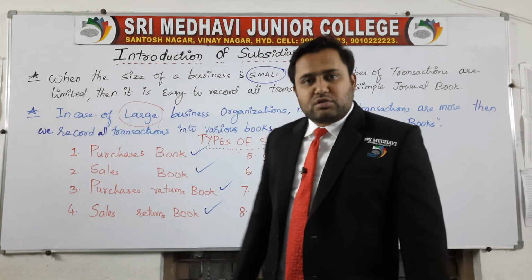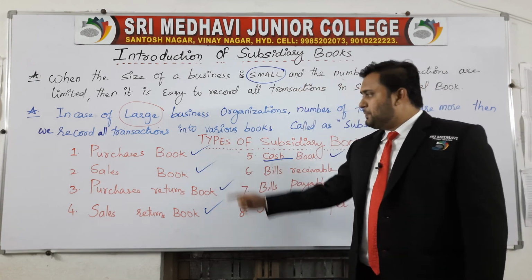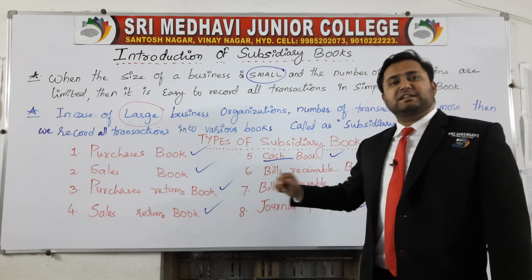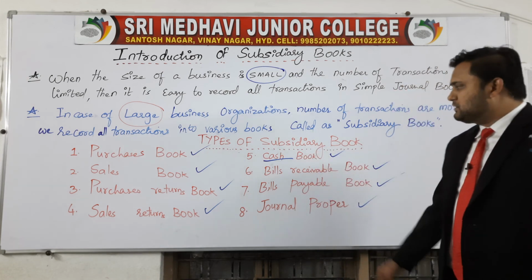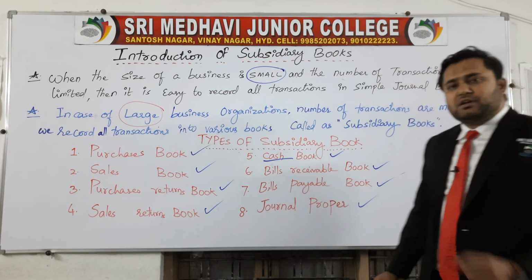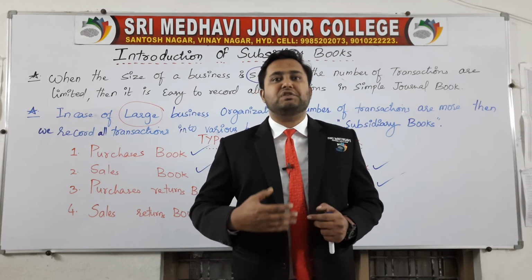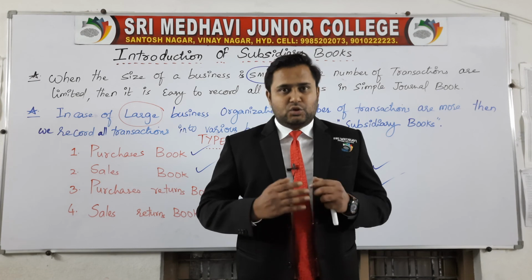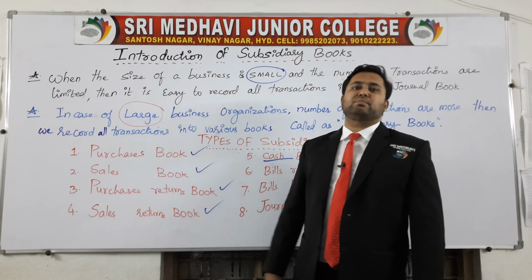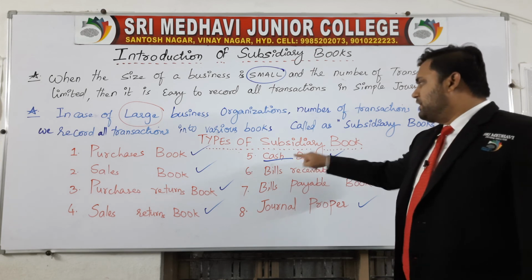There are 8 types of subsidiary books and they are as follows: purchases book, sales book, purchases returns book, sales returns book, cash book, bills receivable book, bills payable book, and journal proper. All the transactions which are on the basis of credit are going to be recorded in these 4 main subsidiary books, and the cash related transactions are going to be recorded in cash book.